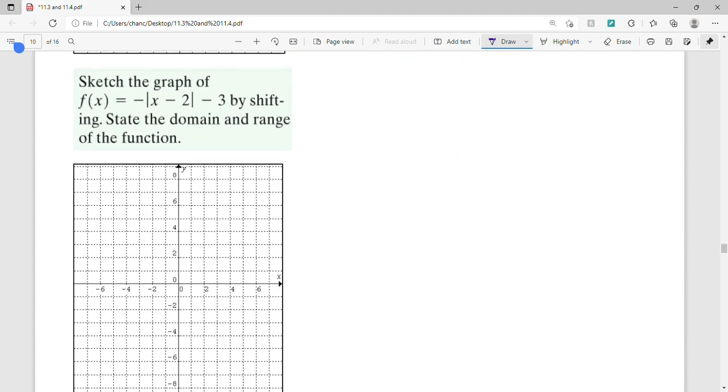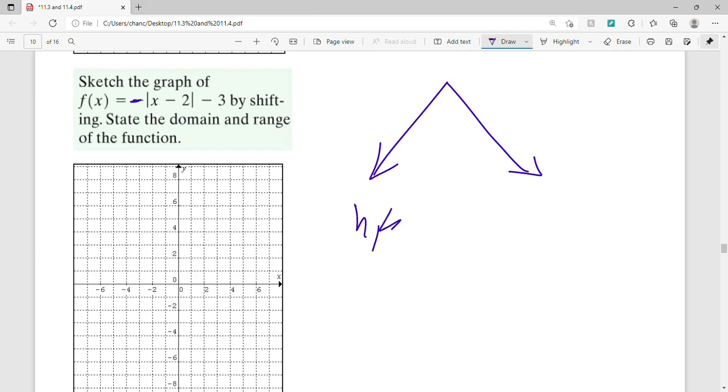This sketch is different. We have a negative. What does that mean? It's going to be a V facing down. So just remember, you're going to flip this graph upside down. What's our vertex? H, comma, K. This is the H, which is a positive 2. And the K is a negative 3. So this is our vertex, 2, comma, negative 3.